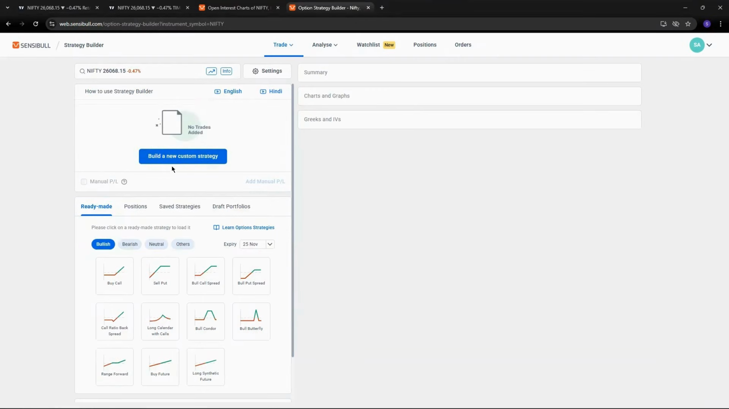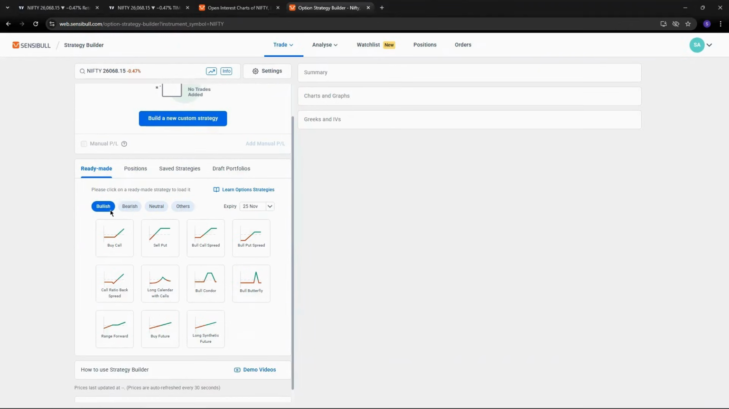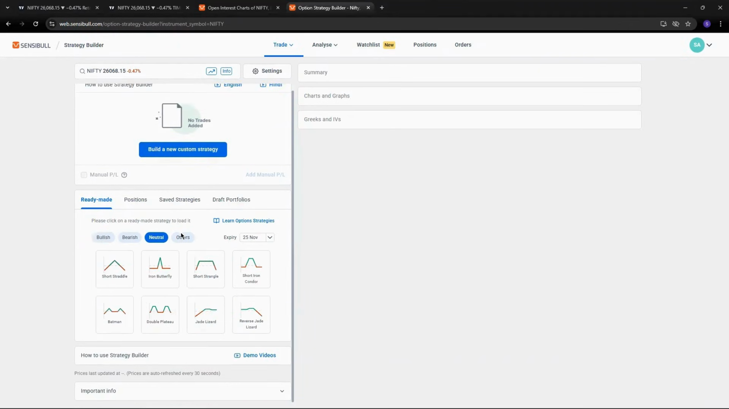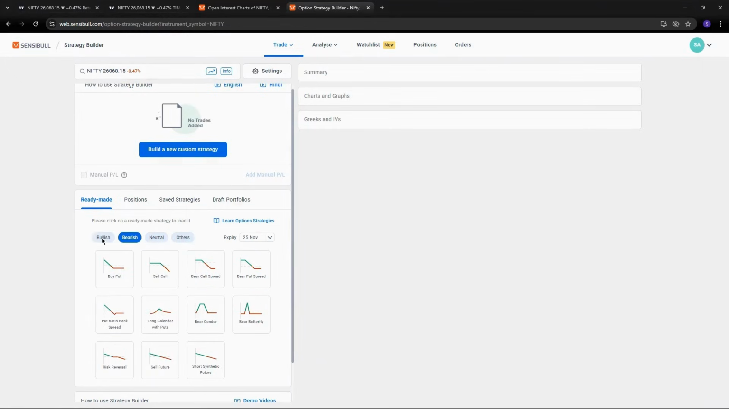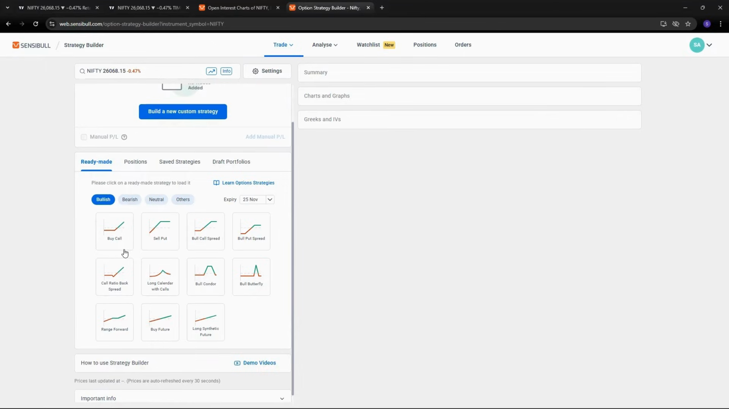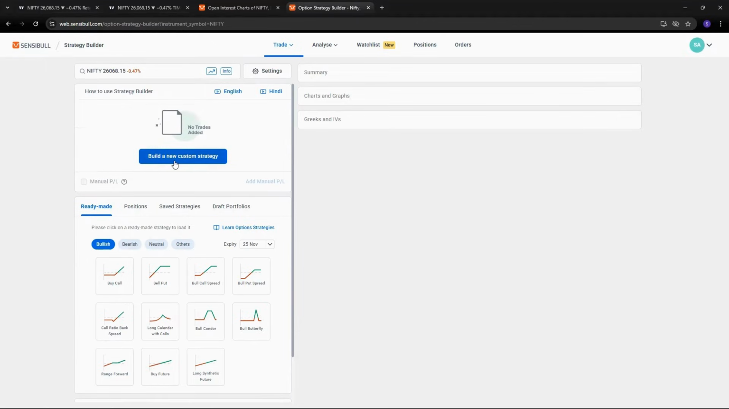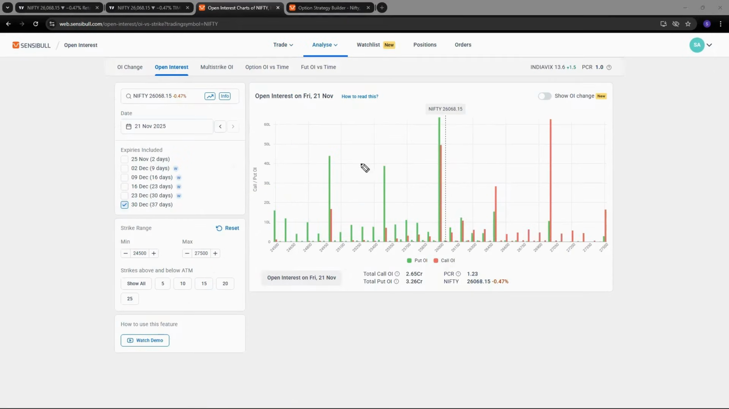What I'm going to do right now is build a new custom strategy. What are the strategies involved here? Bullish, bearish, neutral. There are other different kinds of strategies. You already know that. I hope you have some basic knowledge of different strategies in the market. Right now, from our information so far, we need to apply these strikes: 25K, 27K, and 26K.